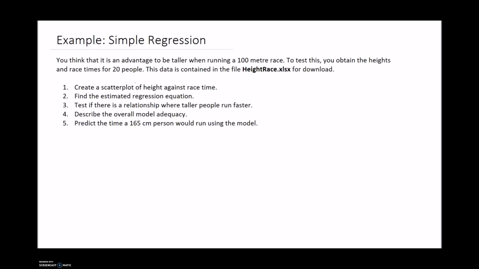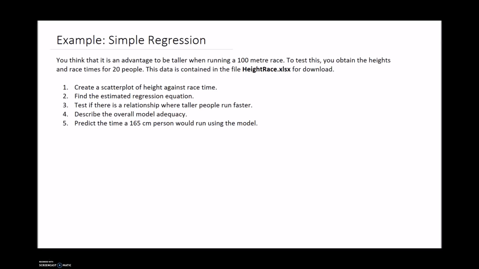So we're asked a series of questions based on this data, the first of which is to look at making a scatterplot. We're then going to do some regression analysis, looking at predicting the race time based on height, seeing if that relationship is actually in existence, which is part 3. Then we're going to describe how adequate our model is, and finally we're going to predict the time that a 165 centimeter person would run based on using this model.